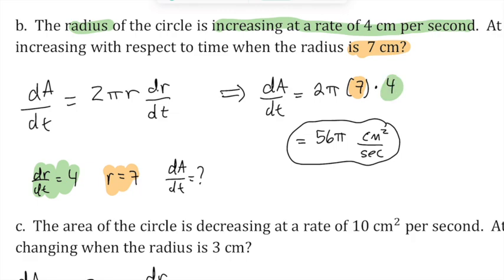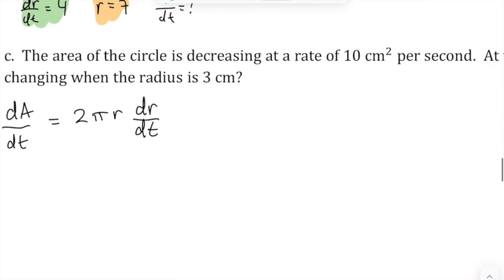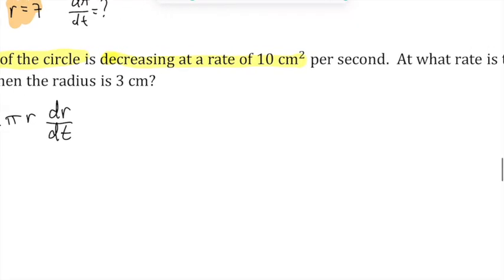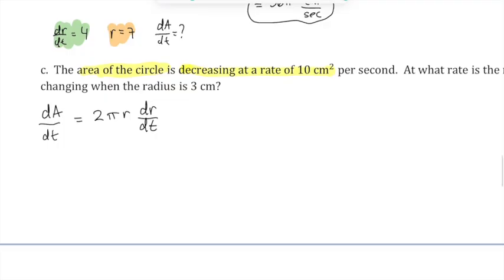And so there is our answer, and it's an area, right? So area is about squares, about units squared. But it's a rate, so it's per second. All right, part C. The area of a circle is decreasing at a rate of 10 centimeters squared per second, sorry. At what rate is the radius of the circle changing when the radius is 3?